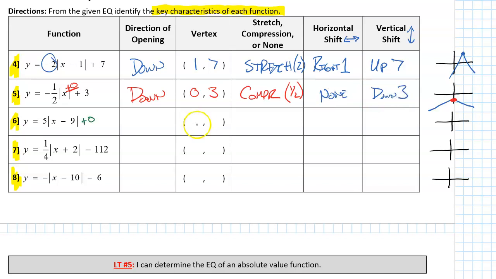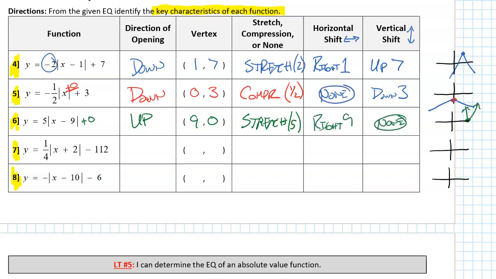Number 6, 9, 0 is our vertex, and we have nothing on the outside, so we're going to add 0 onto it. Our A value here is positive, so we're going to be opening up, and we will be having a stretch due to the 5 being greater than 1. Horizontal shifting, we are moving right 9, and no vertical shifting. The Y value here is 0, so we're going to have no vertical shifting.